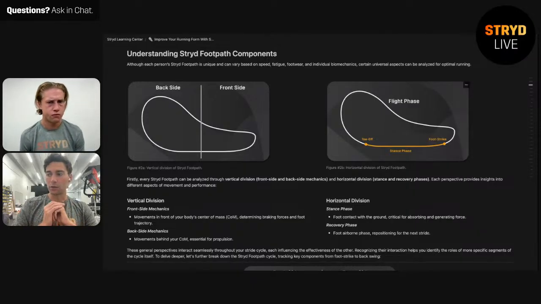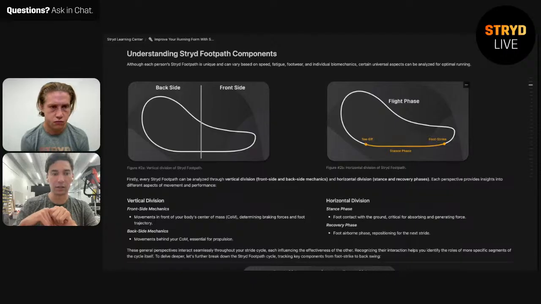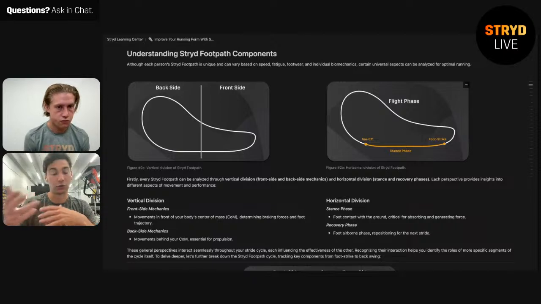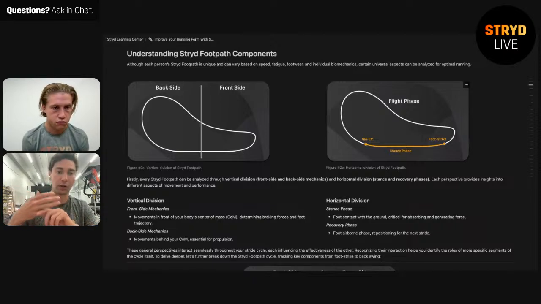Yeah, it's kind of what I alluded to in the section before this, but it's basically two ways to look at your footpath. With front side being more movements in front of your center of mass, determining braking forces and trajectory, and then backside being more movements behind your center of mass, and that's going to be more propulsion and efficiency in terms of that.